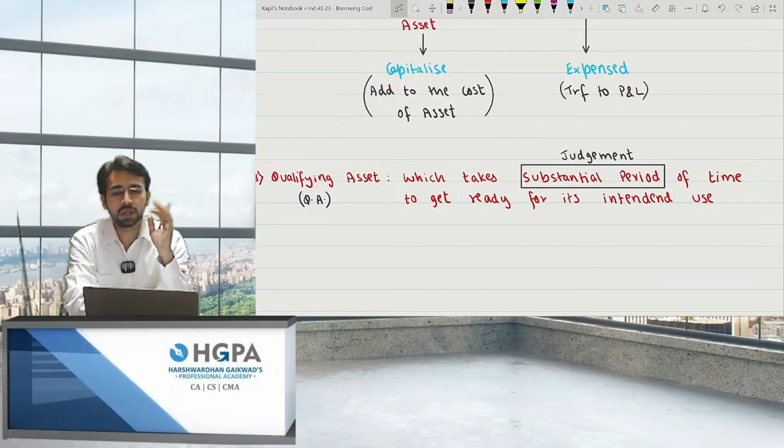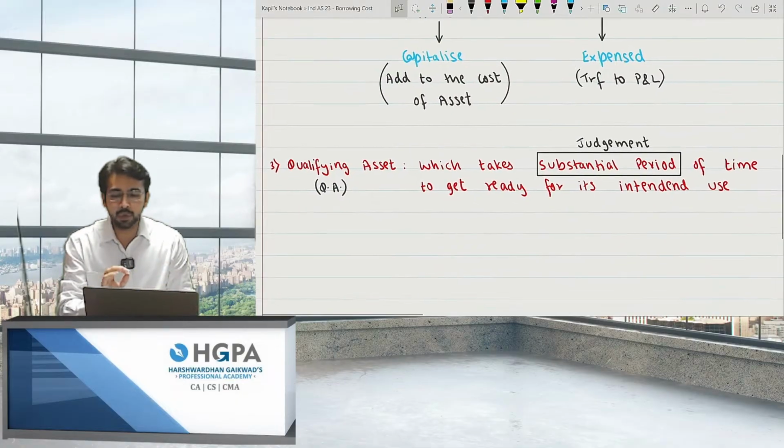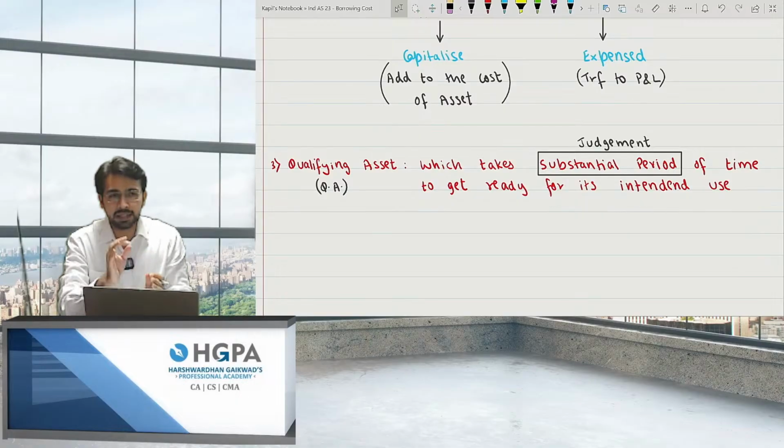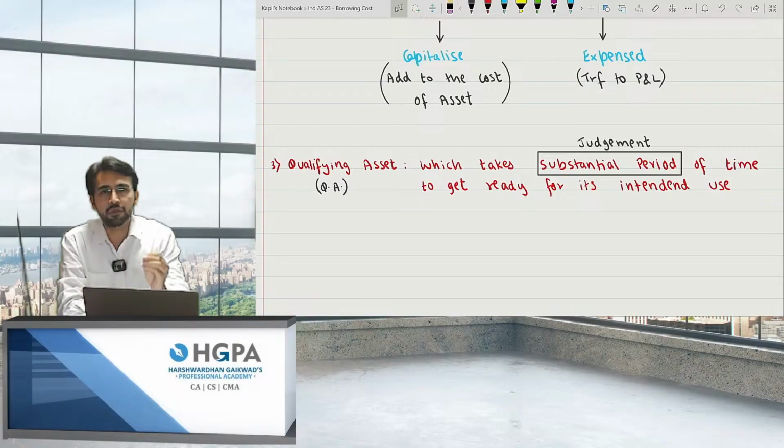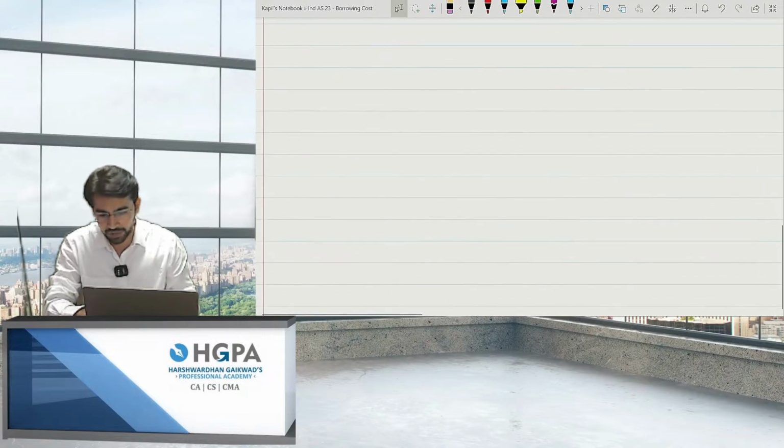Substantial period is not defined. Generally we take 1 year, but it is not defined. It depends upon enterprise to enterprise. If they say 4 months is also substantial, then it is also substantial. Whenever the time period is not given, just give a note that assuming 6 months is also a substantial period and therefore it becomes a qualifying asset. And if it is a qualifying asset, then only we can add the interest amount to the cost of the asset, right? Okay. Moving ahead.